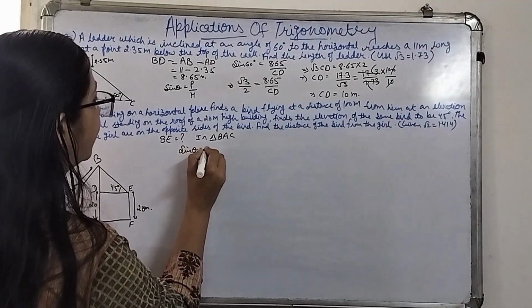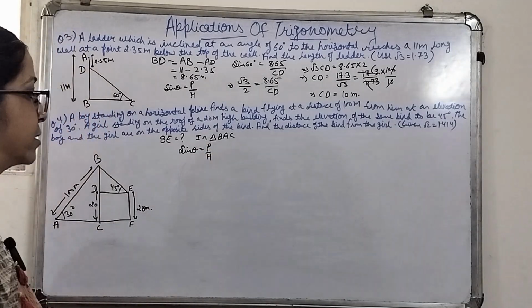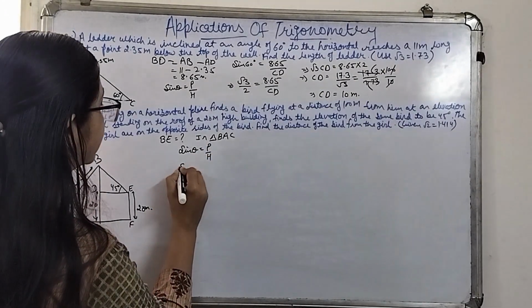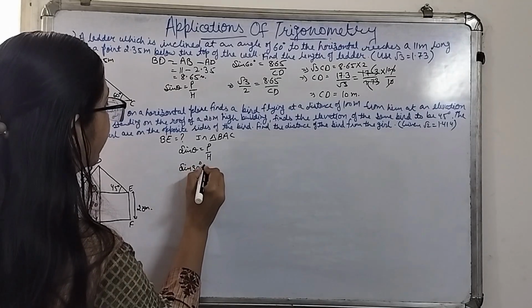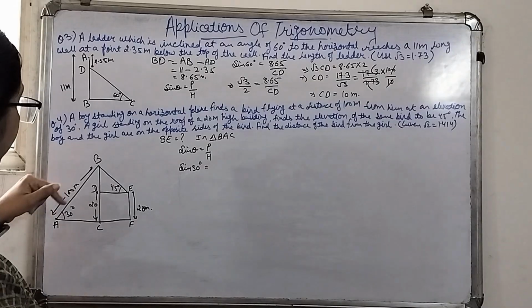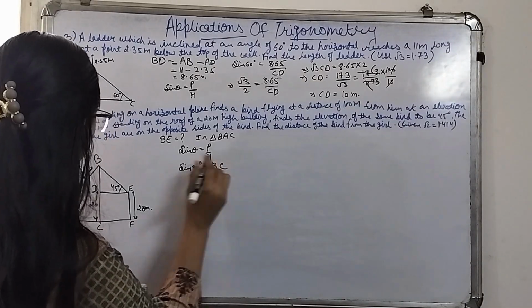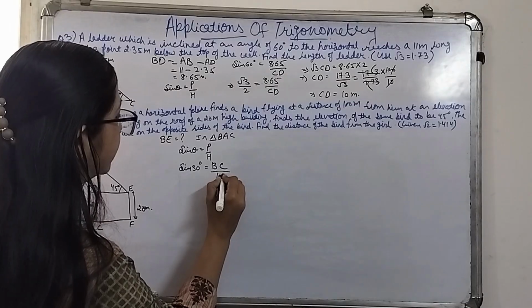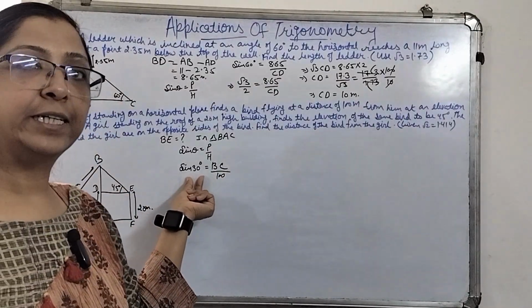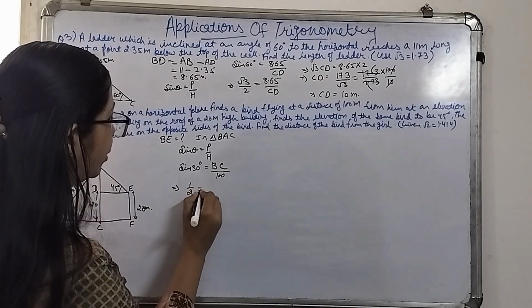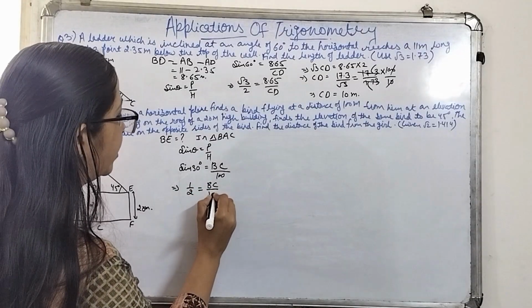Sine theta is perpendicular over hypotenuse. Over here, theta is 30 degrees, so we will be taking sine 30 degrees. It is equivalent to the perpendicular. The perpendicular is BC, and the hypotenuse is 100. We know the value of sine 30 degrees is 1 upon 2, so we will be keeping the value of sine 30 as 1 upon 2. It is equivalent to BC over 100.